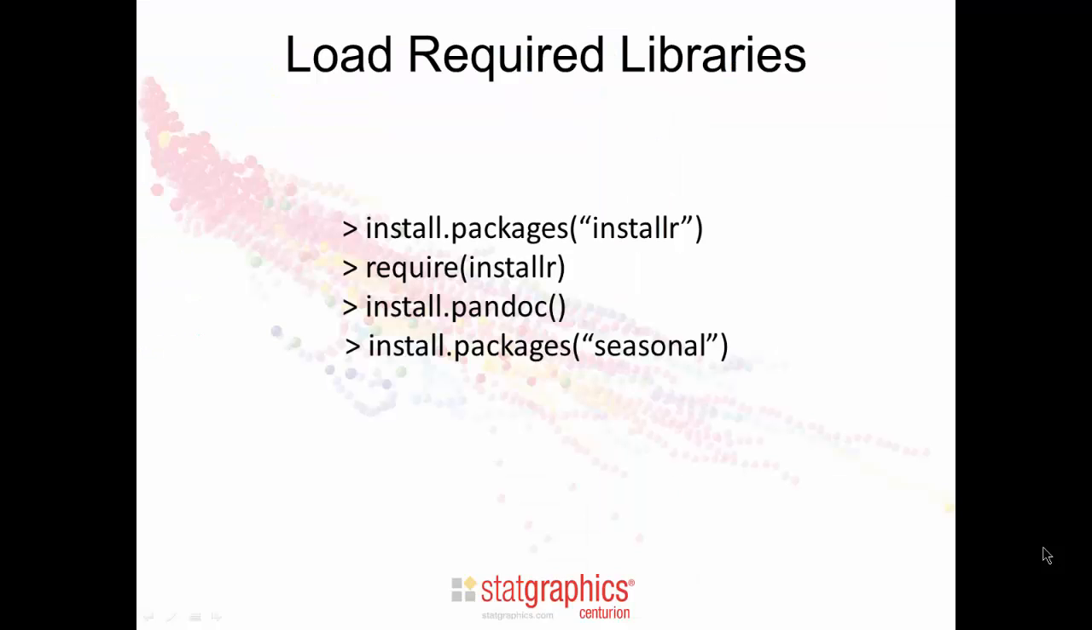There are 4 additional commands that we need to type into the R console while we're here. These only have to be typed once, but set up the interface between Statgraphics and R. Type these 4 commands in sequence. They install 2 packages: the pandoc package, which exchanges output between R and Statgraphics, and the seasonal package, which runs the X13 seasonal adjustment procedure that I'm about to demonstrate for you.